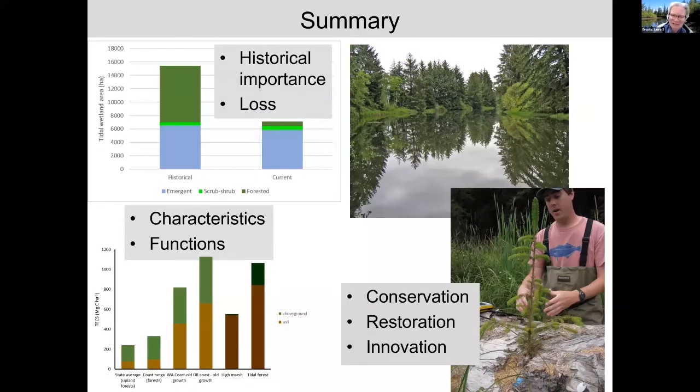So in summary, I hope I've convinced you that tidal swamps are A, super interesting, B, historically very important, C, a lot of them are gone, and also that they served a bunch of functions that we care deeply about, and that we can do things to bring them back. We can help restore them. There are many groups working on this now.